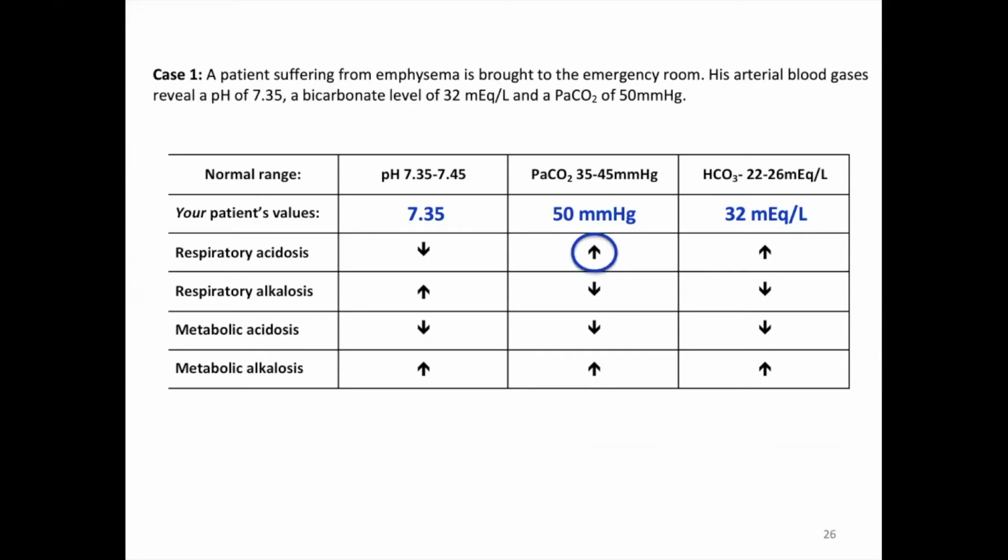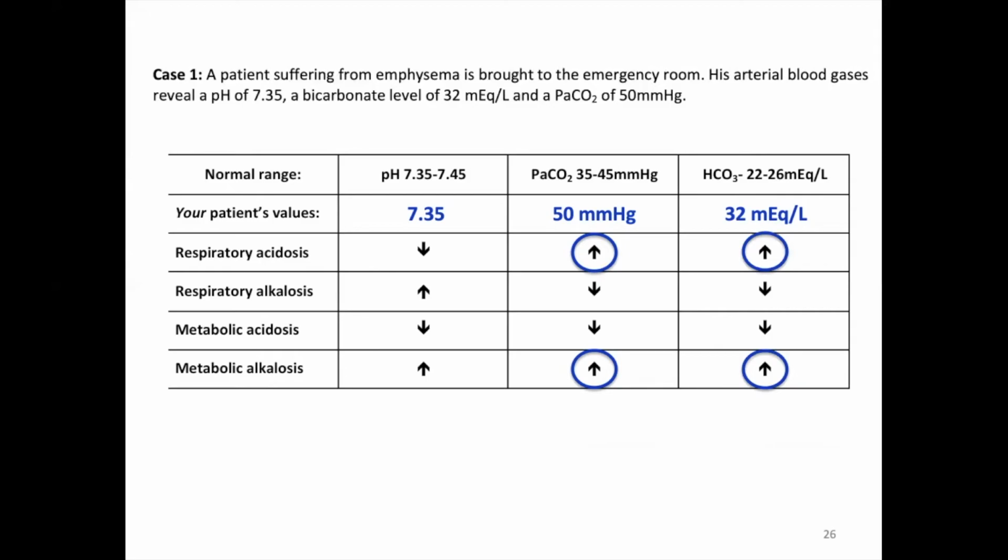That 50 millimeters of mercury is above the typical 35 to 45 range. So I'm going to put a little circle around these arrows, which tells me that that level, 50 millimeters of mercury, is higher than what is expected. Now, my level of bicarbonate is also out of the normal range, and it is in that same direction of going up. So we have a higher level here and a higher level here in these different conditions.